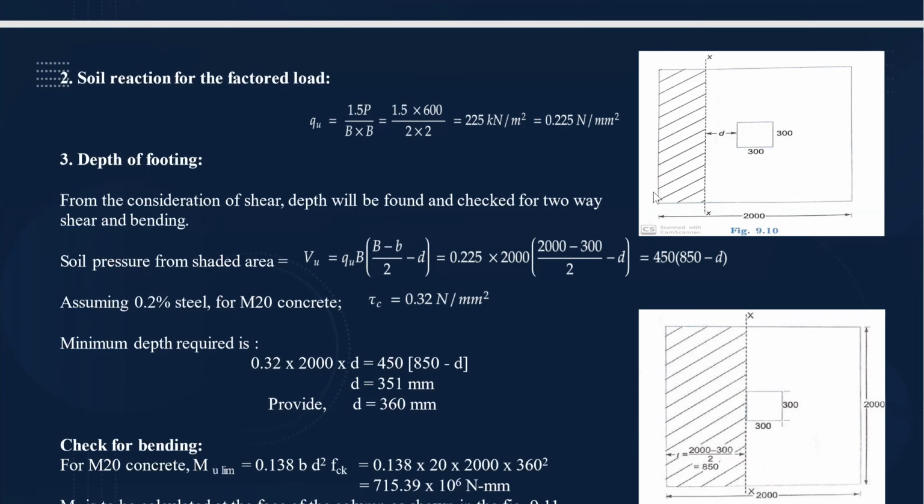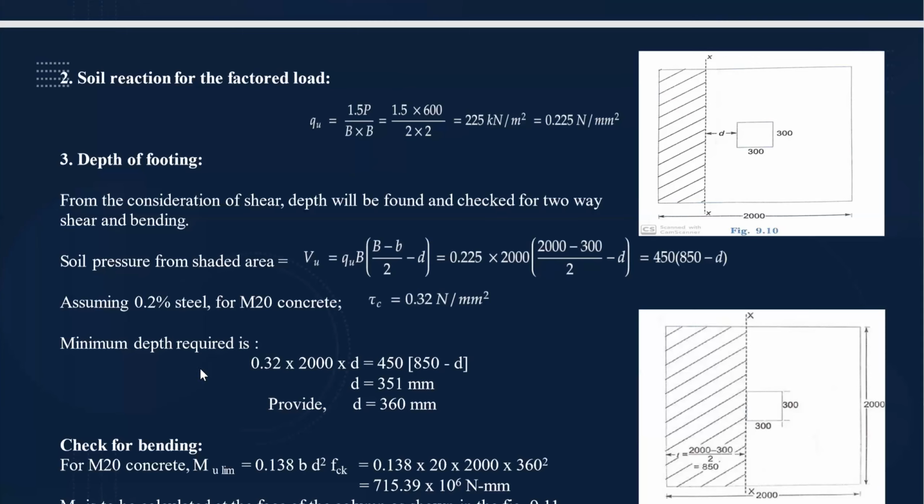So 0.225 is the soil reaction, QU, into B, that is the width of the footing, into the width of the strip, which is B minus b by 2 minus D, that is 2000 minus 300 divided by 2 minus D. Now, since we don't have the value of D, obviously we have to calculate that value of D, which is nothing but the depth of the footing.